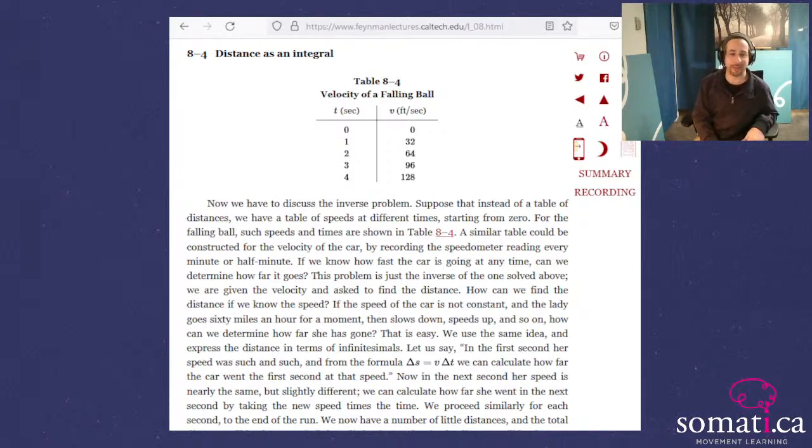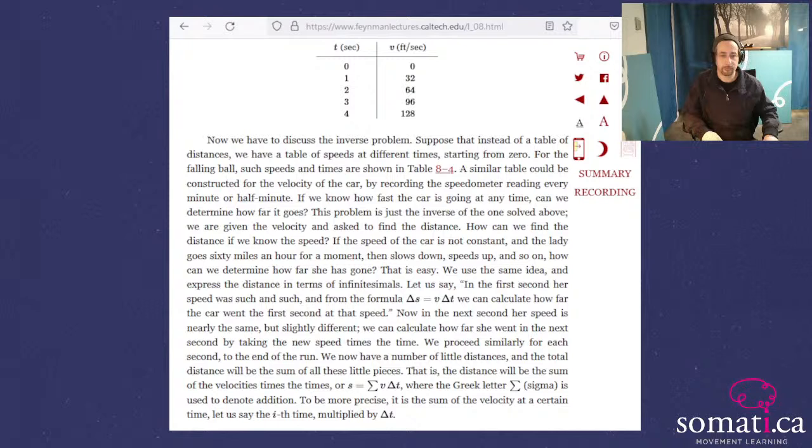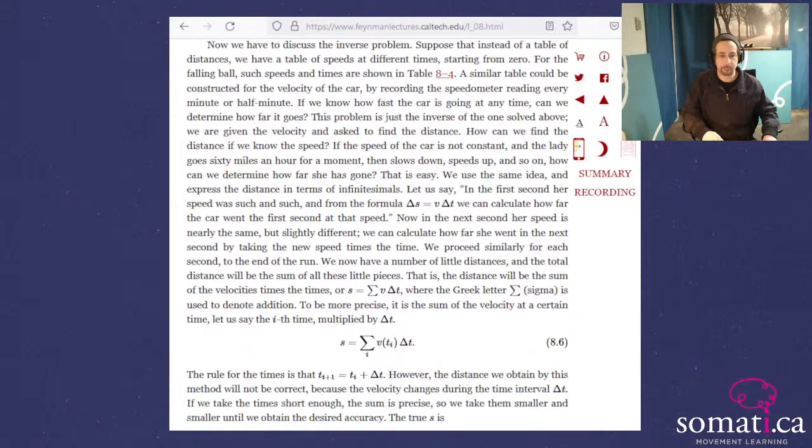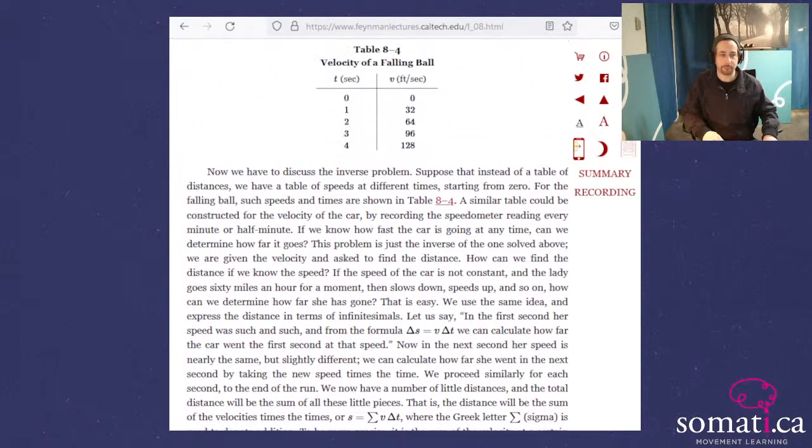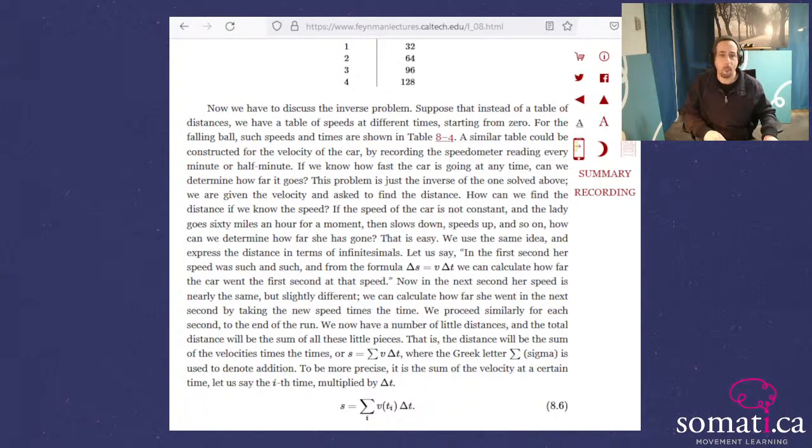Okay, continuing with Feynman Lectures on motion. Turns out it's an introduction to calculus. So the inverse problem, got a series of speeds for different times. We're interested in getting the distance.